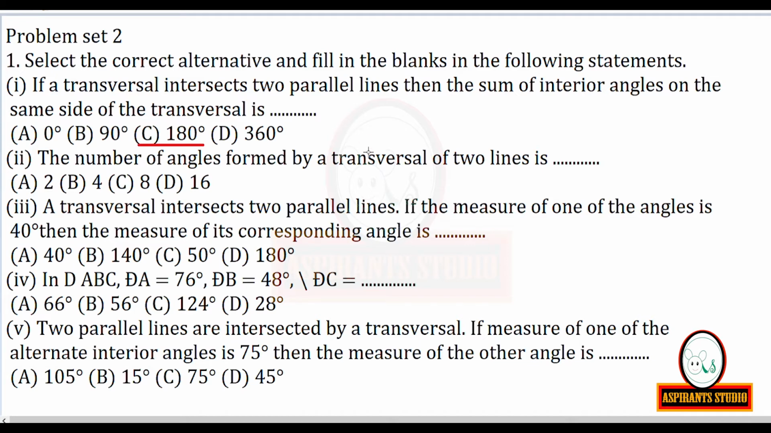Now see the next one. The number of angles formed by a transversal of two lines is dash. I have taught you there are 8 angles formed by a transversal of two lines. So answer is C, 8. Third one. A transversal intersects two parallel lines. If the measure of one of the angles is 40 degrees, then the measure of its corresponding angle is dash. Corresponding angles measures asked. They are equal. So answer will be A, which is 40 degrees.